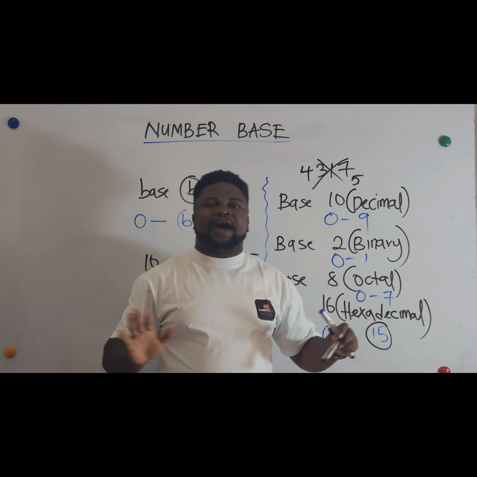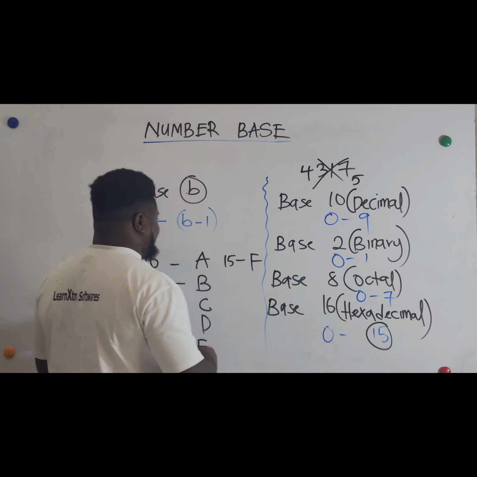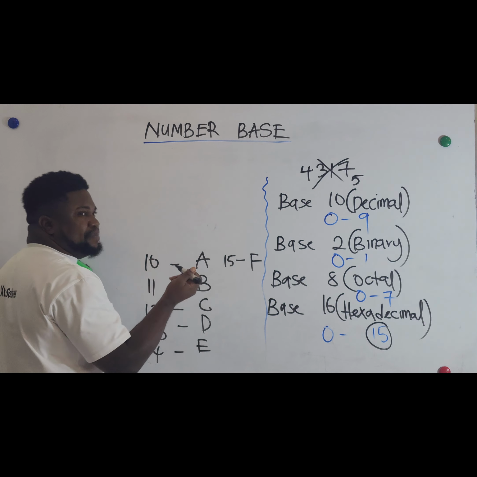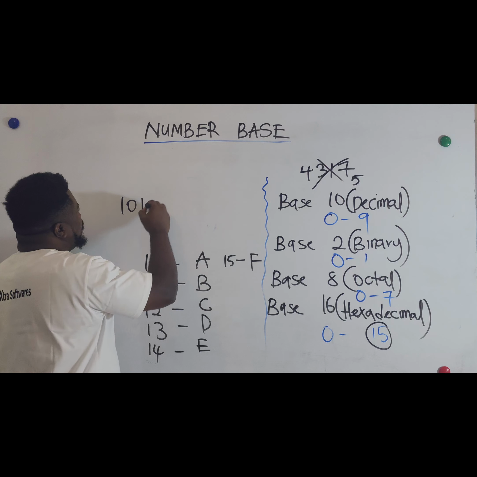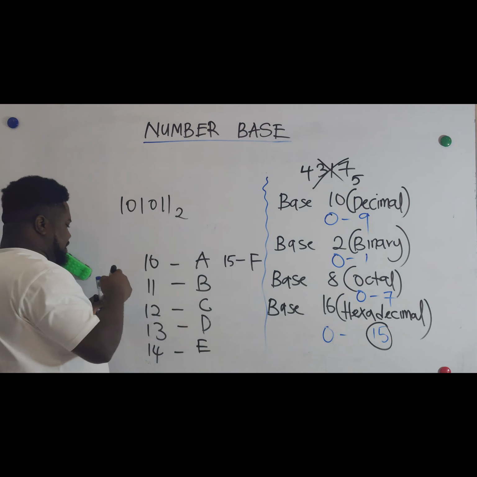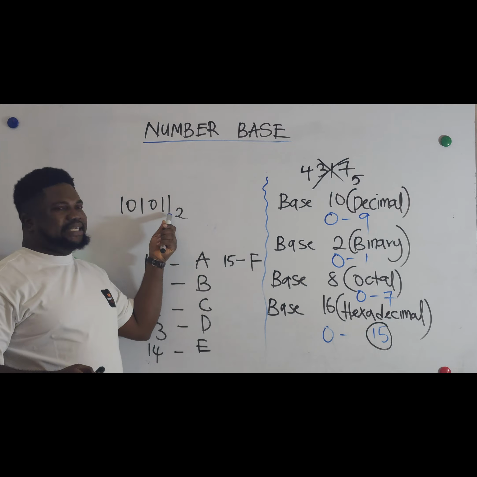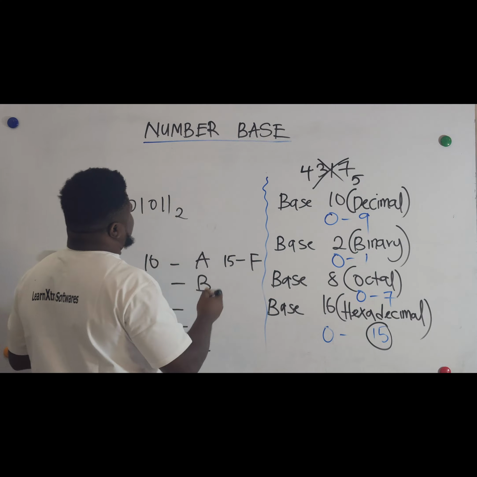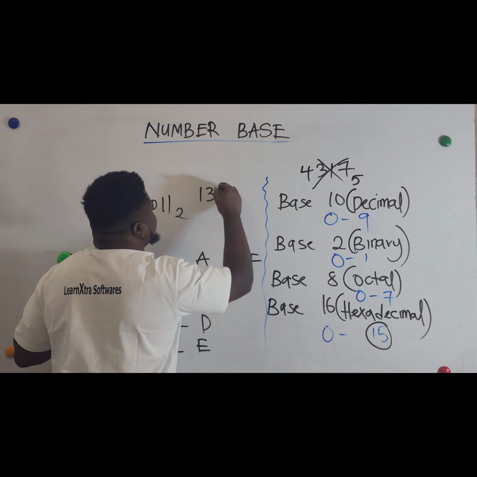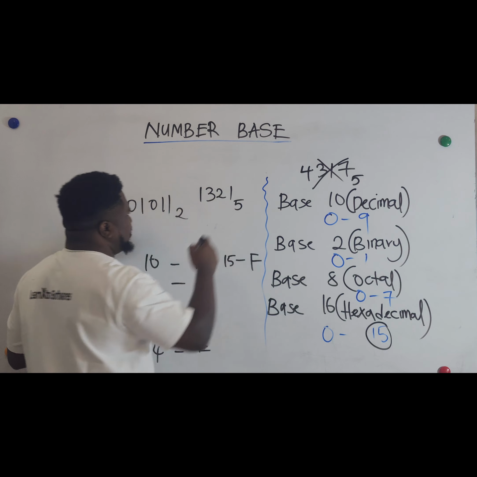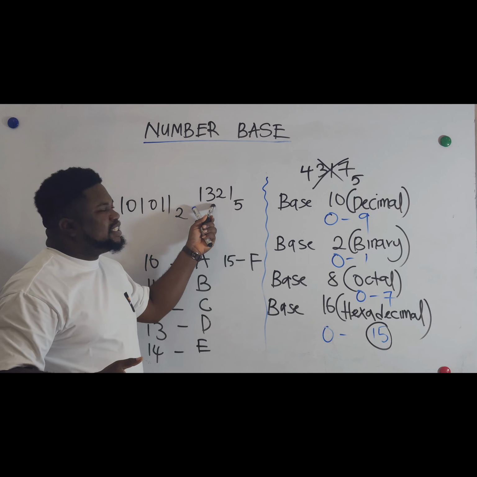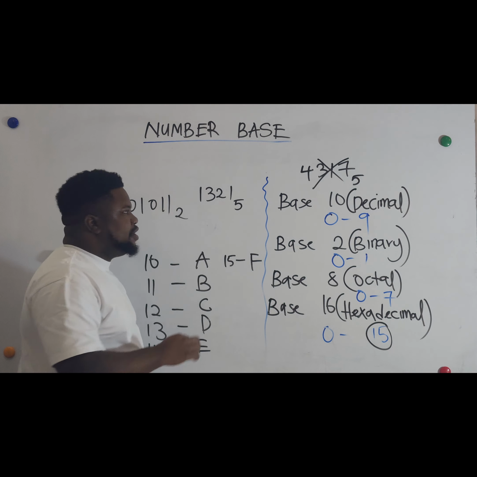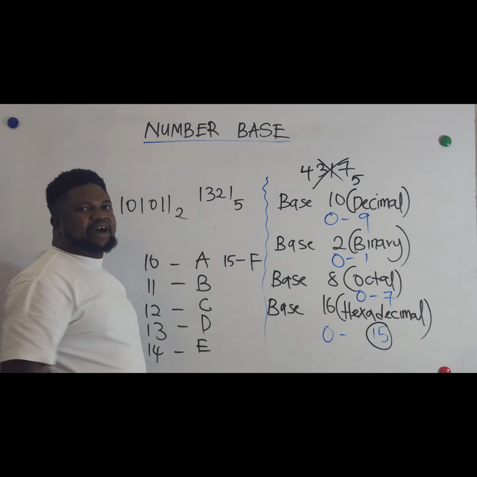So far we are saying that if I have a number in base 2, it will be something like this: 1 0 1 0 1 1. In base 2, the highest number you can find is 1, so from 0 to 1. How about this? 1 3 2 1 in base 5. Is it possible? Yes, it's possible. All these numbers here are less than 5. Because they are smaller than 5, it can be in base 5.